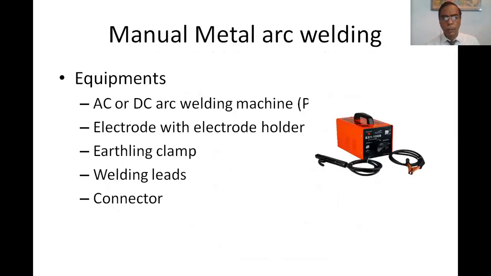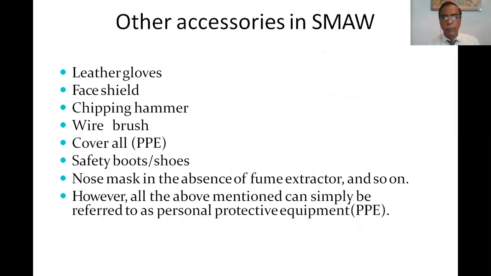Manual metal arc welding equipment: AC or DC arc welding machine, electrode with electrode holder, arc cable, welding cables, connectors, and other accessories in SMAW: leather gloves, face shield, chipping hammer, wire brush, coveralls, safety boots, and nose masks in the absence of a fume extractor, and so on. However, all of the above can simply be referred to as personal protective equipment, PPE.